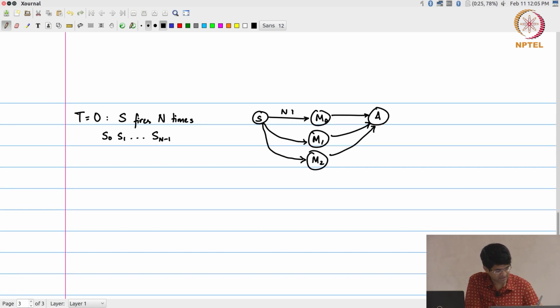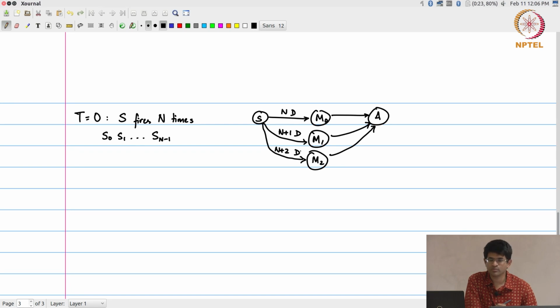So I'll write that as nd, okay? So keep in mind, this is not n times d or n into d, it is just n delay elements or tokens, right? That d is just a symbol to represent a token, okay? What about the arc S to M1? It already had 1 d to start with. So after these n firings, it will now be n plus 1 d. And the arc S to M2 therefore would be n plus 2 d. Okay? All right, so far so good.